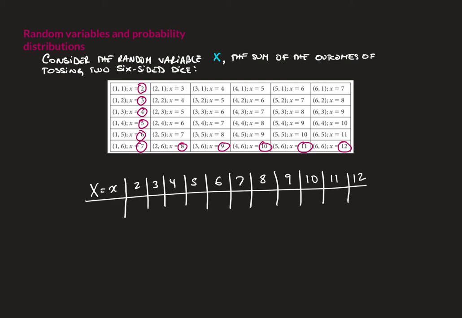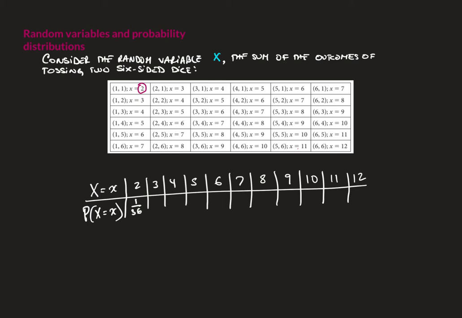Now in the second row of our table, we are going to build the probabilities for each of these outcomes. The probability of getting the value x is going to be, now we need to count how many of those outcomes gave us a result 2. There's only one outcome that gives me 2 out of the 36. So this probability is going to be 1 over 36.